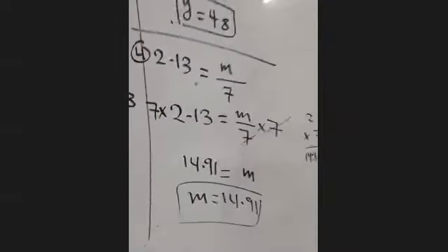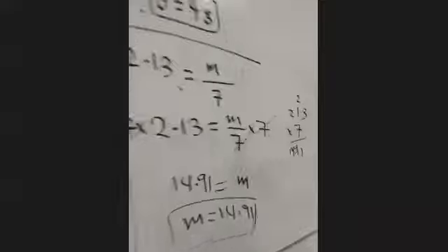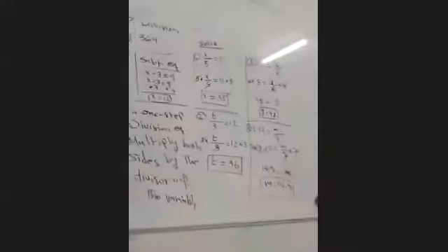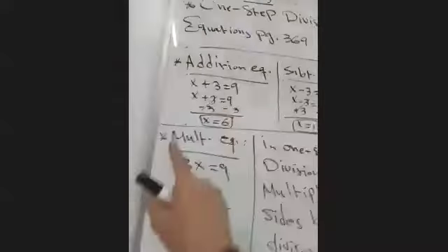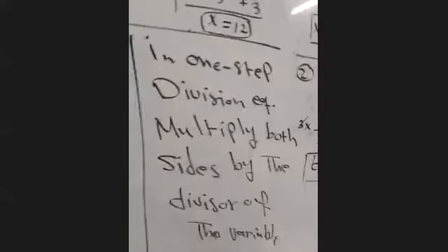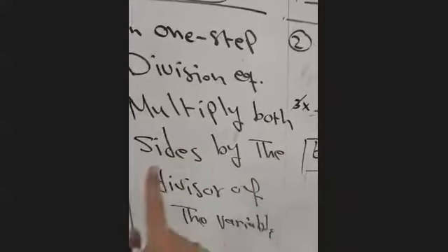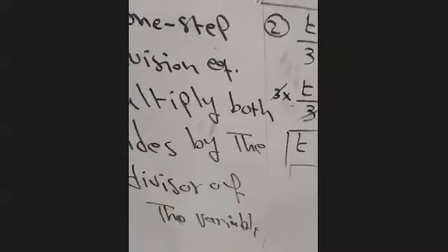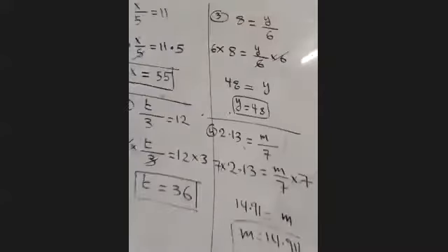be 2.13 exactly. So until now, guys, we talked about four kinds of one-step equation. Addition equation, do subtraction. Subtraction equation, do addition. Multiplication equation, do division. One-step division equation, multiply both sides with the divisor of the variable. And these are your examples here.